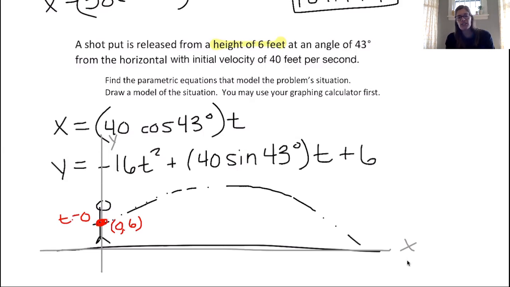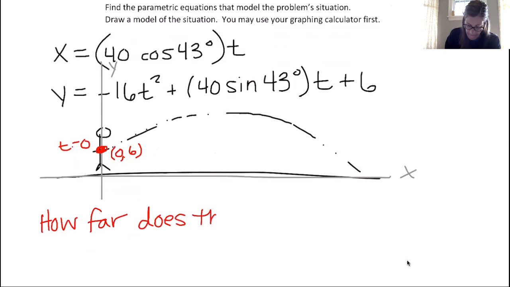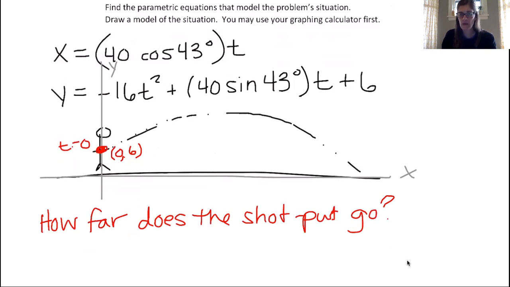So I want you to think about, if you were watching shot put, what is the most important part of shot put? That should be how far the shot put goes. Okay, so that's the big point, how far the shot put goes. So I'm going to ask the question, how far does the shot put go? Okay, so what is the distance of their throw?